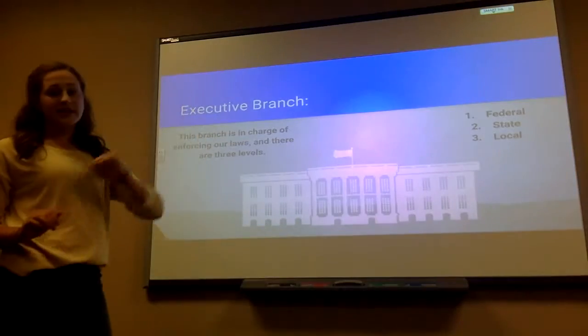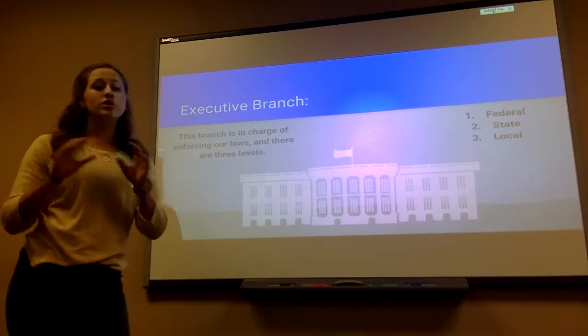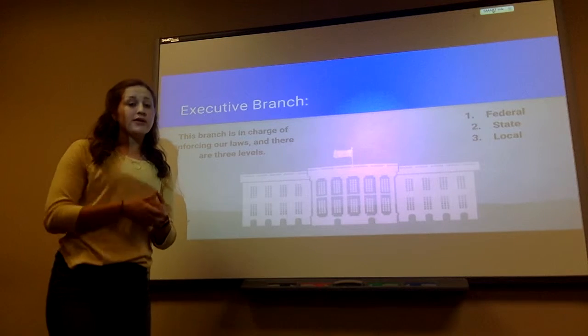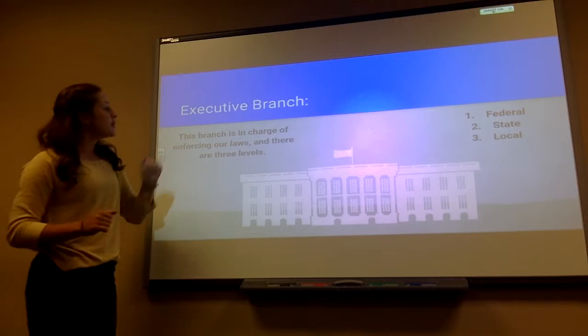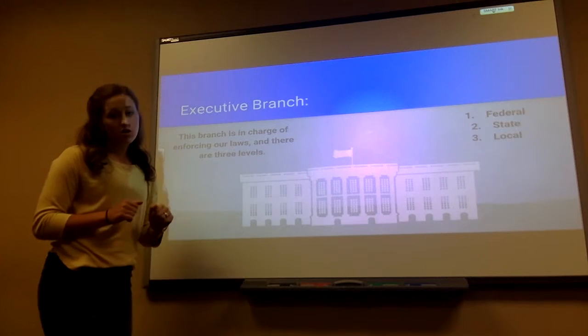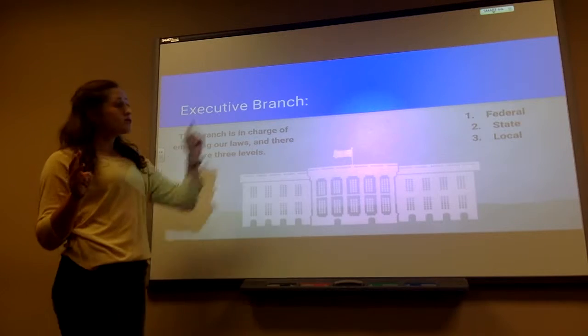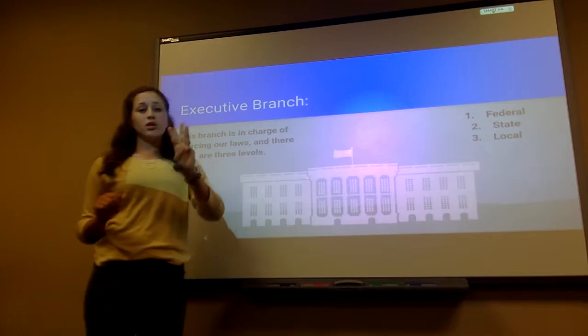That part is the executive branch. When I say branch, I'm talking about a portion or a section of our government. There are actually 3 branches of our government. Today, we're talking about the executive. This branch is in charge of enforcing our laws. Okay? It can be broken into 3 levels. Those levels are over there, as you can see: federal, state, and local.